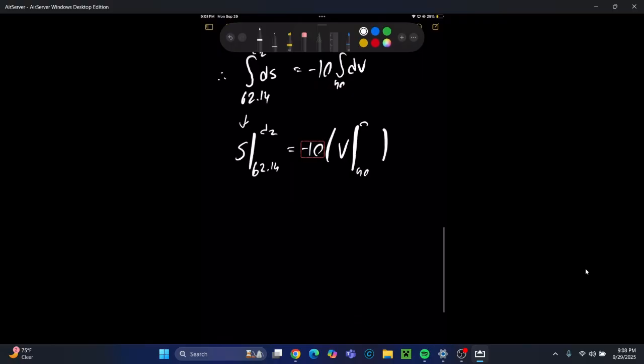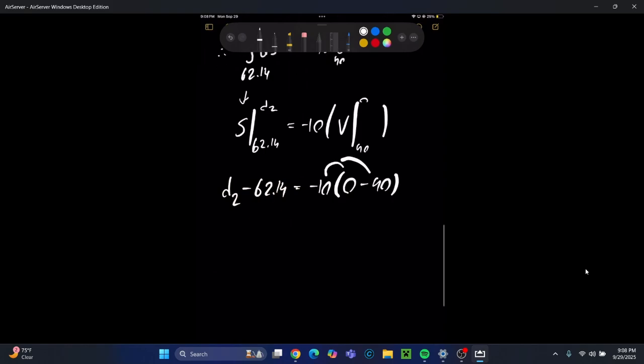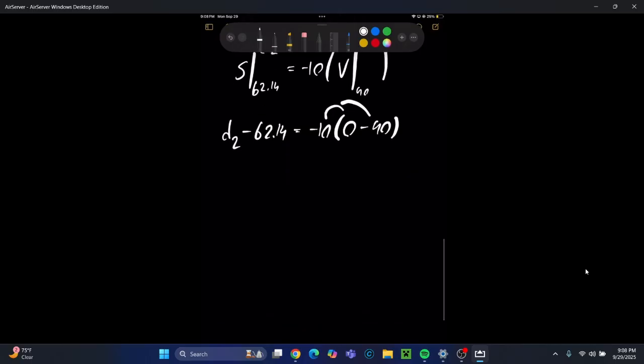And then we can simplify further to say that our total distance traveled minus 62.14 equals negative 10 times, that's just 0 minus 40. Factor this out. 0 times something is 0. And we have plus 400. So we have d2 minus 62.14 equals 400.